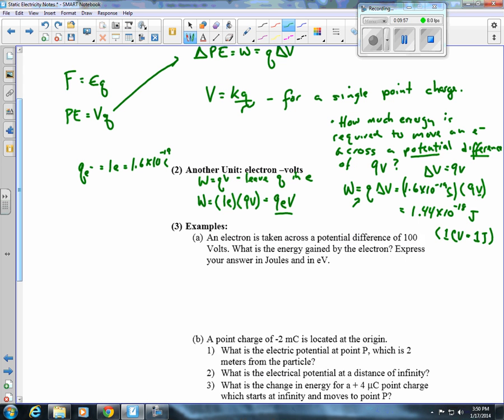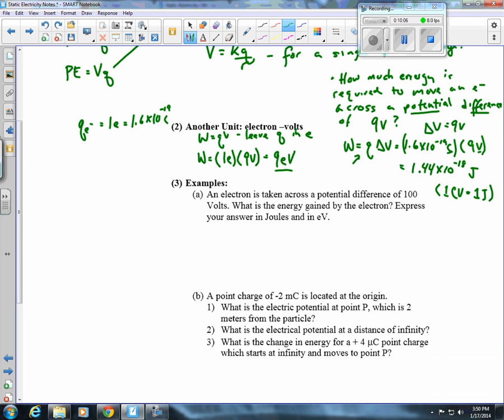But if you're going to go farther than that and calculate something like velocity, then you're going to have it in joules. So here's an example. An electron is taken across a potential difference of 100 volts. What's the energy in joules and in eVs?